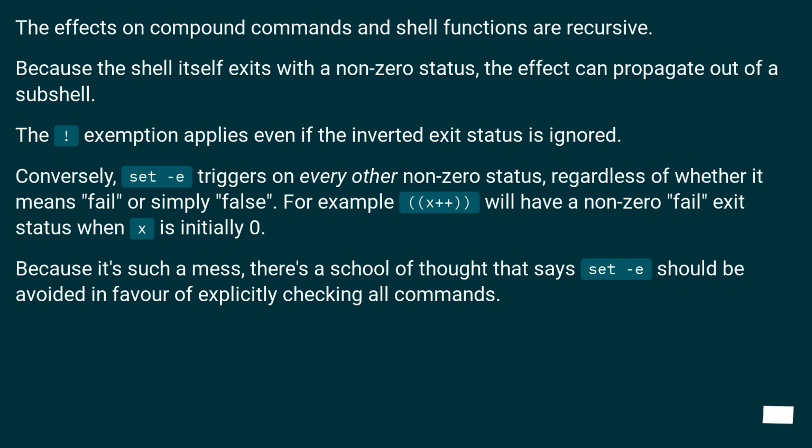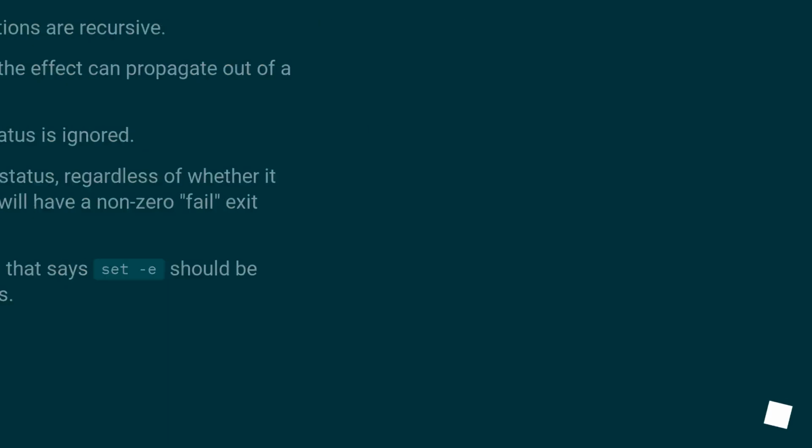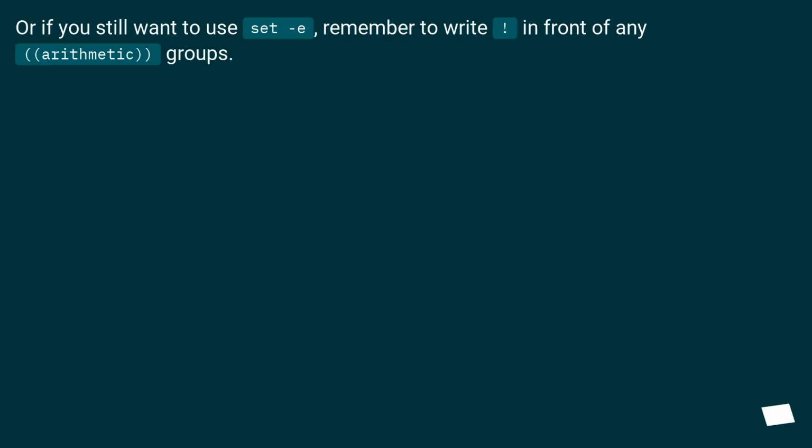Conversely, set -e triggers on every other non-zero status, regardless of whether it means fail or simply false. For example, ((x++)) will have a non-zero exit status when x is initially 0. Because it's such a mess, there's a school of thought that says set -e should be avoided in favor of explicitly checking all commands. Or if you still want to use set -e, remember to write : in front of any arithmetic groups.